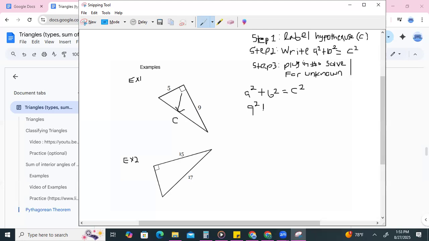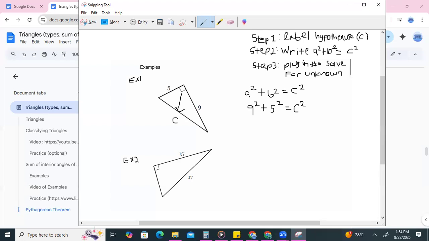Plus, and my B will be 5 squared. My B will be 5 in this case. Either one, A or B, doesn't really matter. What always matters is your hypotenuse, though. So that's the first step you always want to do, is identify your hypotenuse.